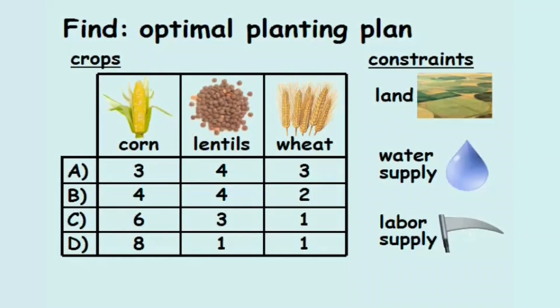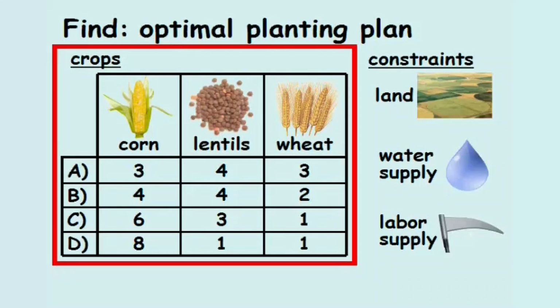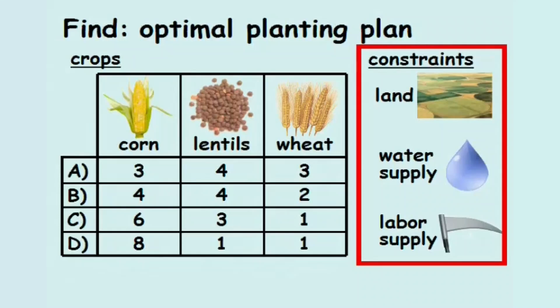Find the optimal planting plan. In this problem, a farmer has to decide how many acres of corn, lentils, and wheat to plant to maximize his profit in the growing season. The farmer is constrained by a finite quantity of land, water, and labor.